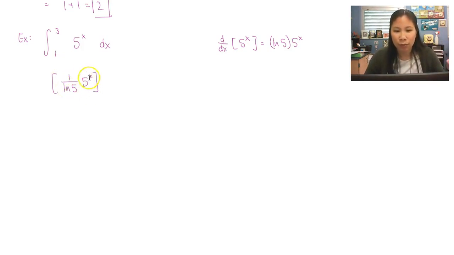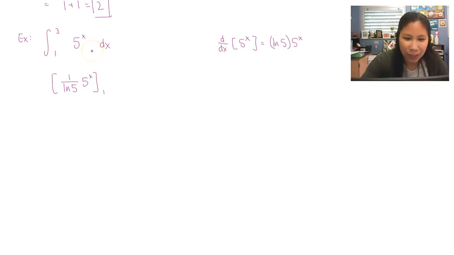Then the derivative of 5 to the x would be this, the natural log 5 times 5 to the x. And so multiplying that out with the 1 over natural log of 5 would cancel out and leave me with just 5 to the x, which is what I wanted. So this is the antiderivative of 5 to the x. So using this, we're plugging in 1 to 3 as our endpoints, and then subtracting.